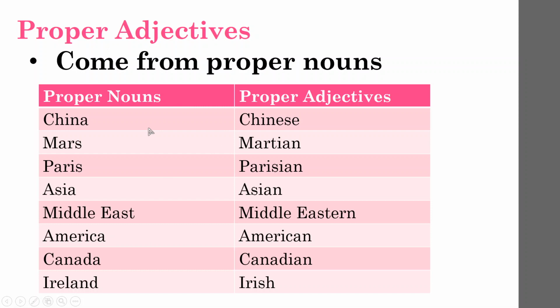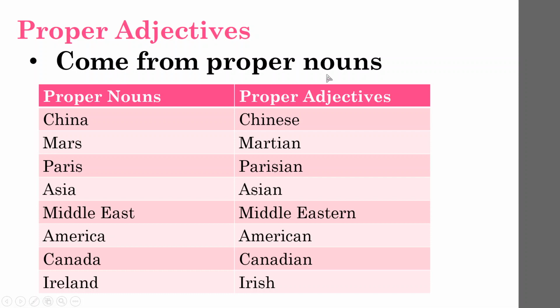So these words are proper nouns. They start with a capital letter, all of them, and they are specifying particular places, persons, and things. So China, Mars. And next, we have proper adjectives. Based on these proper nouns, we can have proper adjectives: China, Chinese; Mars, Martian; Paris, Parisian; Asia, Asian; Middle East, Middle Eastern; America, American; Canada, Canadian; and Ireland, Irish. This is what I'm referring to when I say proper adjectives come from proper nouns.